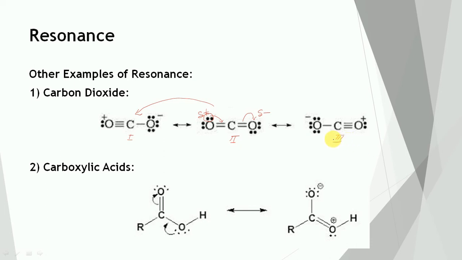Structure number 3 is the reverse of structure number 1. If this lone pair takes part in the pi bond formation, this oxygen will acquire partial positive charge. At the same time, this pi electron will shift toward this side, and this oxygen acquires partial negative charge. Structure number 3 gets formed.